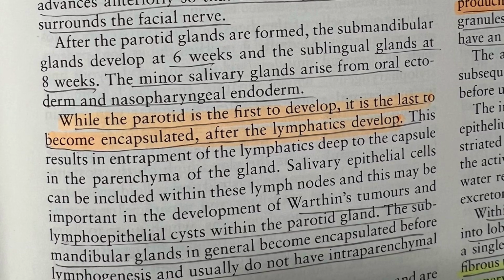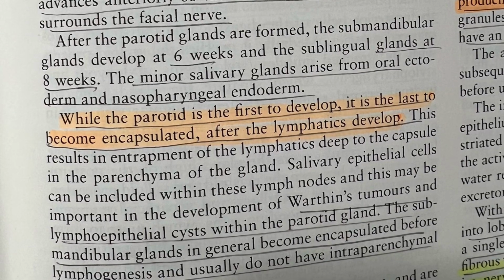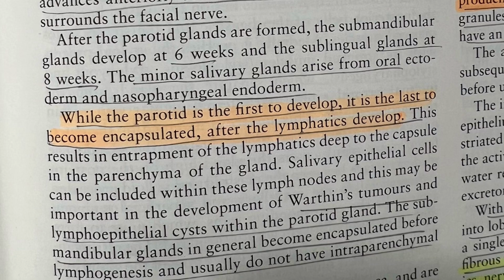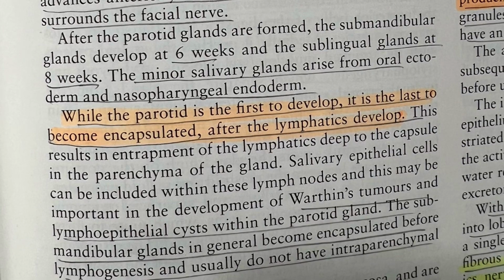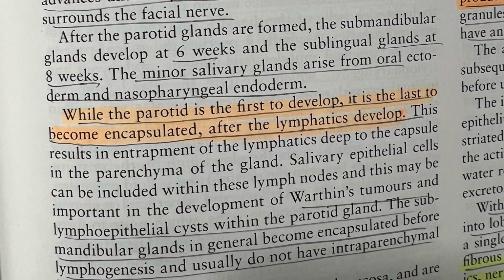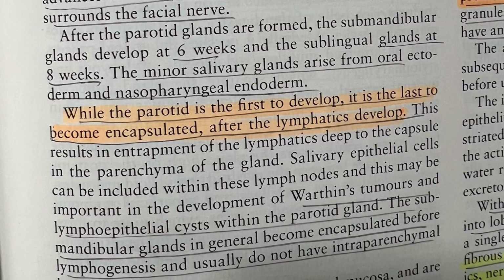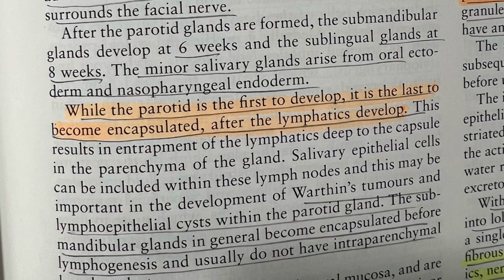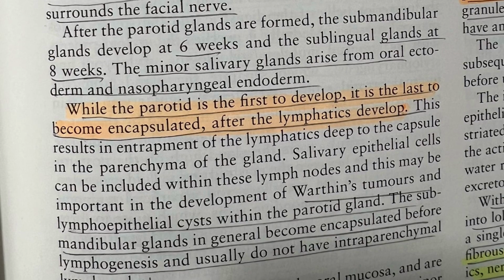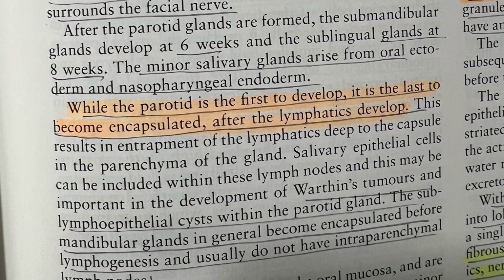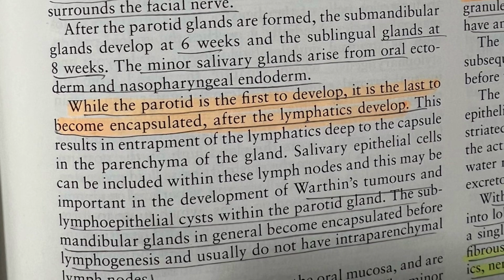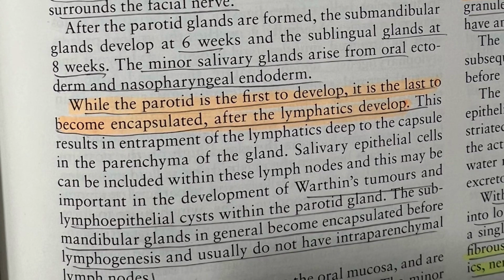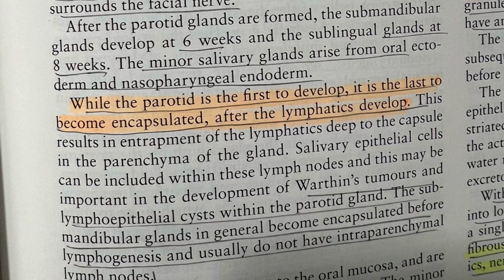The submandibular glands in general become encapsulated before lymphogenesis and usually do not have any intraparenchymal lymph nodes. So the submandibular gland is encapsulated before the lymphatic development, so there will be no intraparenchymal lymph node and there is no Warthin tumor in the submandibular gland.